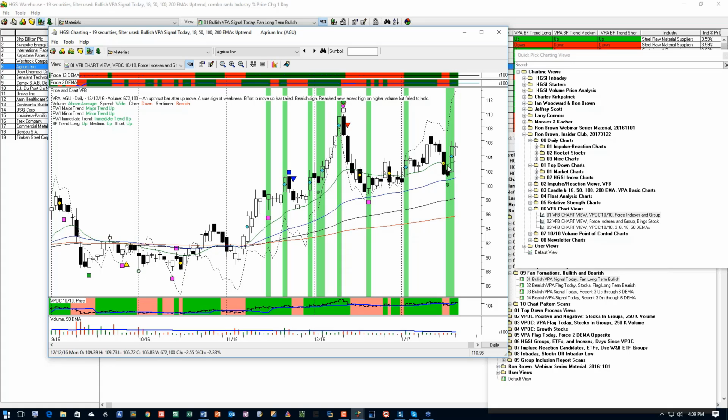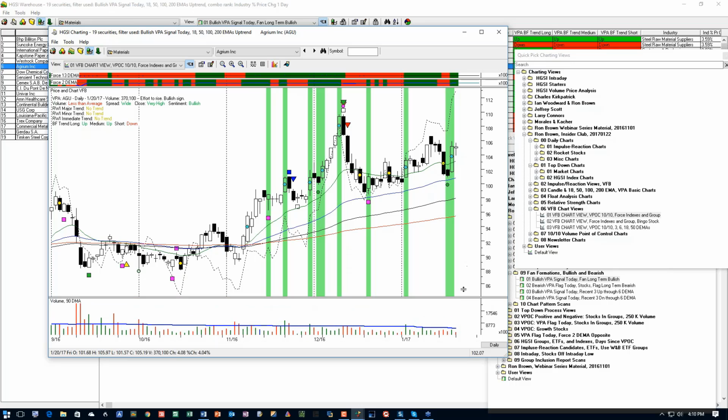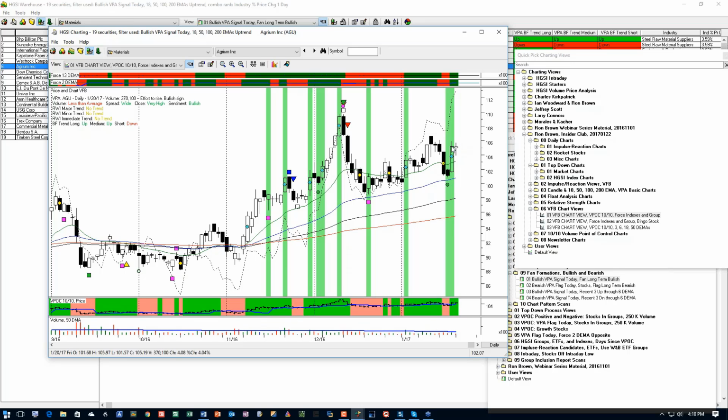So what do we have right here? We have a test or no supply. As you can see right up here, the information is always right here when you click on this. That was a no supply, and it came down to the 50, and look what happened here. It shot up with an effort to rise. Volume was not all that great, but it shot up, and now we have what's called an inside day today. So, you know, it may go further. Why do I say that? Because look what the group was doing.